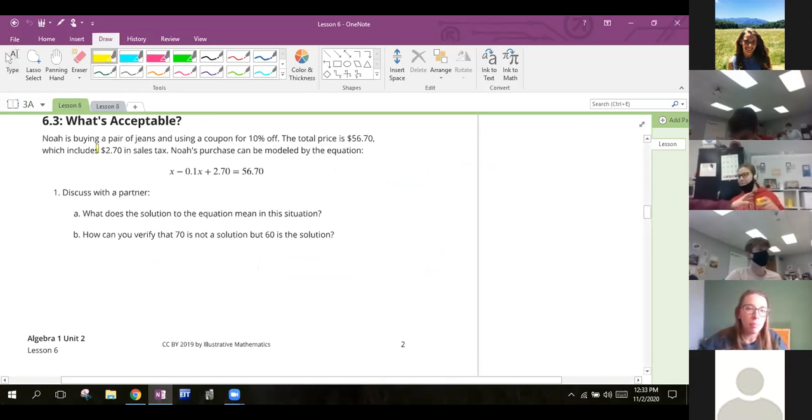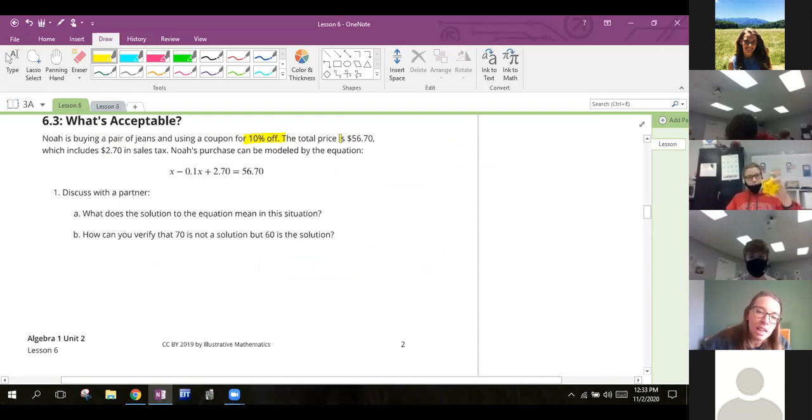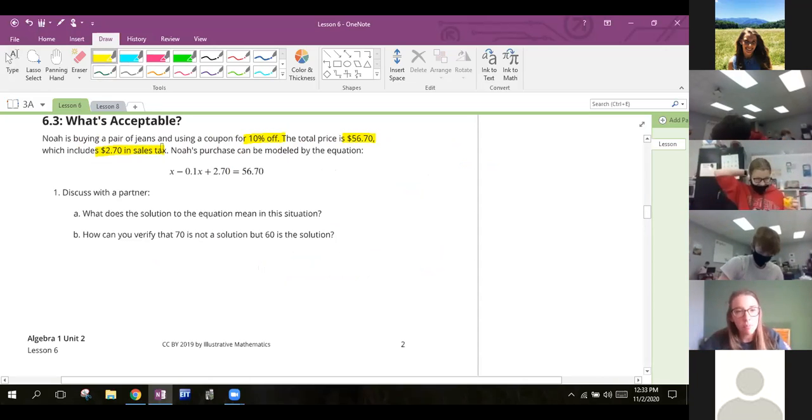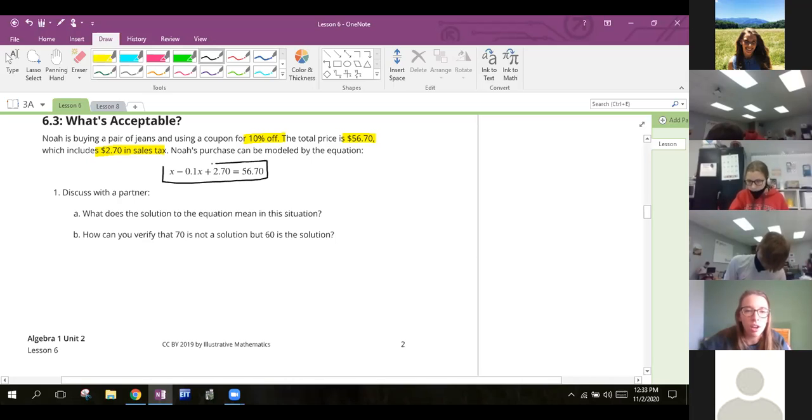Noah is buying a pair of jeans and using a coupon for 10% off. Where are we on 6.3? All right, the total price that he ends up spending is $56.70, which already includes the $2.70 sales tax. His purchase can be modeled by this equation. They already do the hard work for us. So this represents the coupon, this represents the tax, and this represents the total he spent.